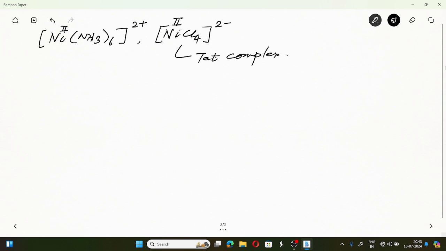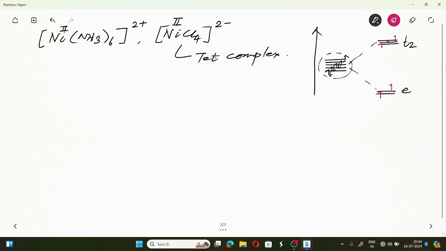Now if you look at the splitting diagram for the tetrahedral complex, for this nickel 2 tetrahedral complex NiCl4 2 minus, how many electrons are there? 8 electrons. Nickel 2 plus means there are 8 electrons. So it splits into E and T2 tetrahedral. Then we will fill up the 8 electrons.